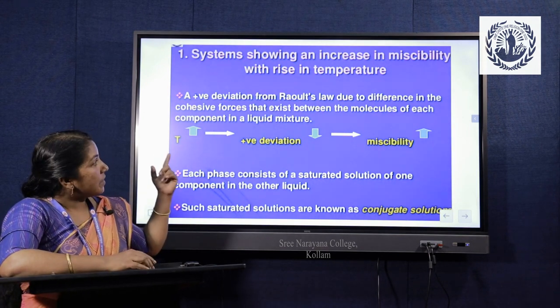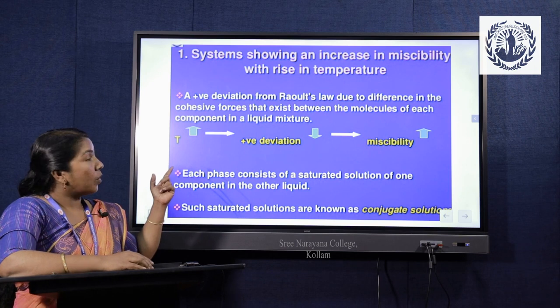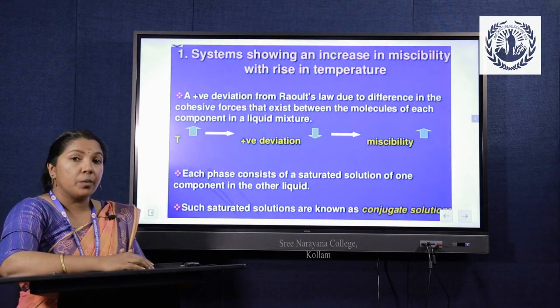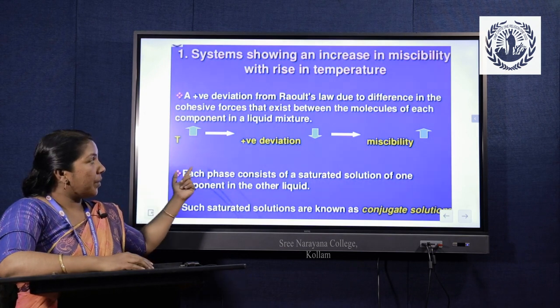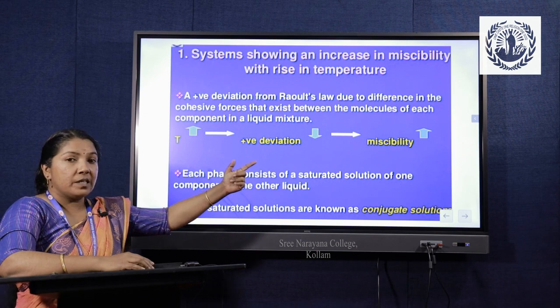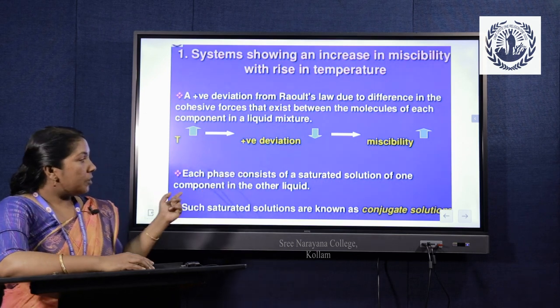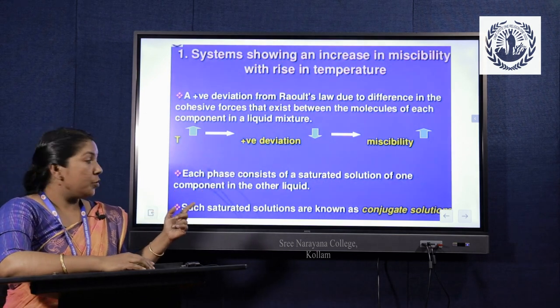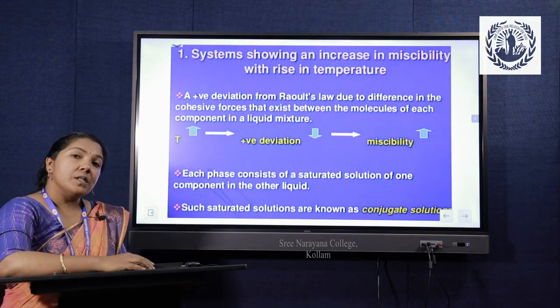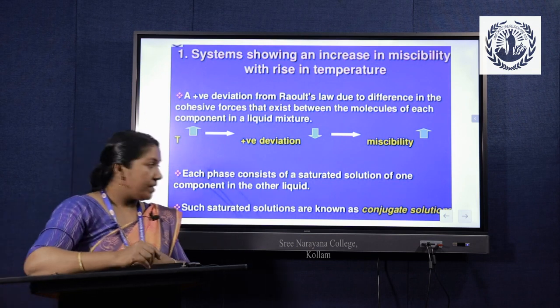A positive deviation from Raoult's law is due to a difference in the cohesive forces that exist between molecules of each component in the liquid mixture. Here you can see that with increase of temperature, the positive deviation decreases and miscibility increases. Each phase consists of a saturated solution of one component in the other liquid. Such saturated solutions we call conjugate solutions.